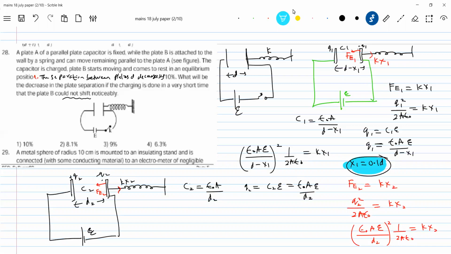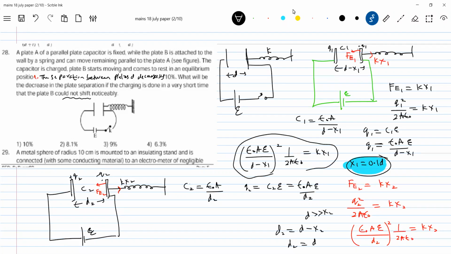We can write d2 as d minus x2. But it's telling that d2 should be... we have to write only d2, no? Okay, this will be only d. d2 is approximately d. I'll write the condition here: d2 equal to d minus x2, as d will be greater than x2. So solving this equation, call them equation 1 and 2, we'll get the x2.